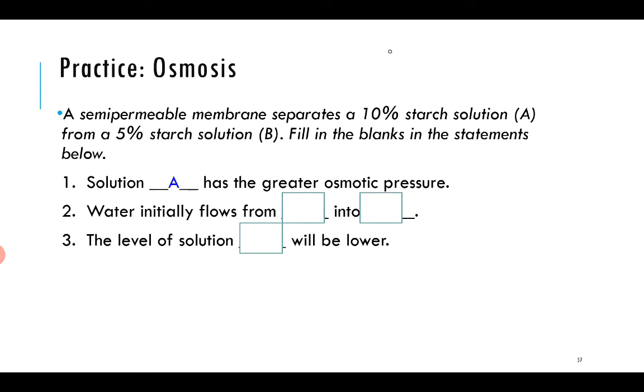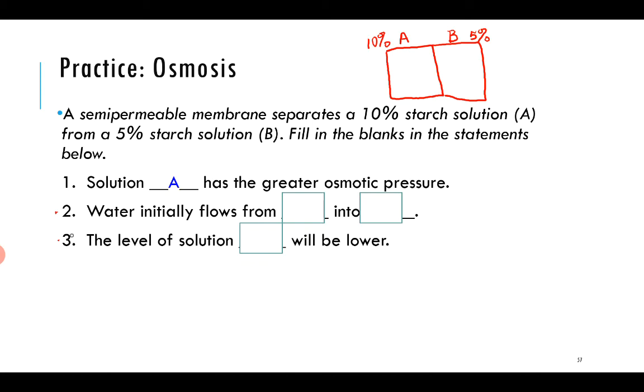Let's sketch that out. So we have our two solutions. We have solution A, we have solution B. Solution A is 10%, solution B is 5%, and solution A is more concentrated, and so it would have the higher osmotic pressure. Pause the video and see if you can identify the answers to number 2 and number 3.